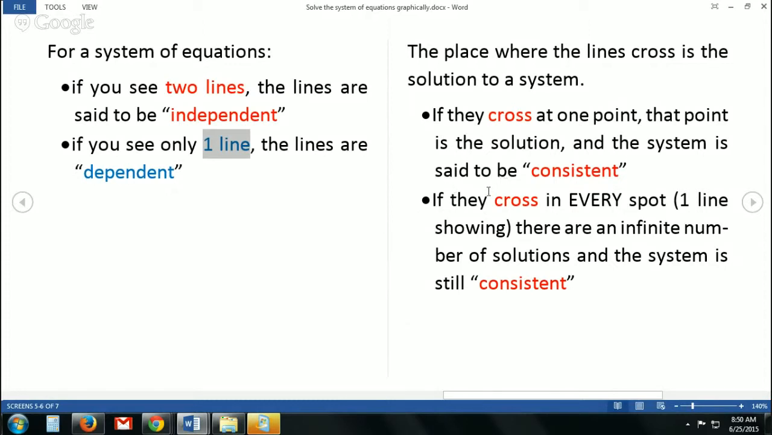Now, as far as our system is concerned, the words that we use to describe it, if the 2 lines cross at one point, we say that the system is consistent. C for cross and C for consistent. When they cross at one point, it is a consistent system. If they cross in every point so that you just had one line that you could see, then it's still crossing, so you still say that it is consistent. C for cross, C for consistent. If they have met in one place or in every place, then we say that it is consistent.